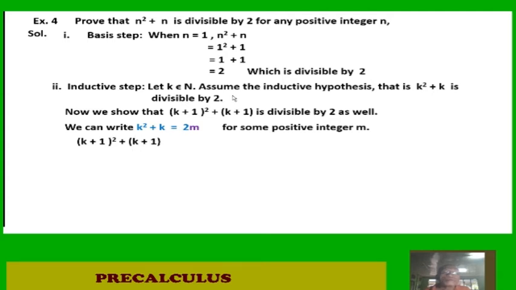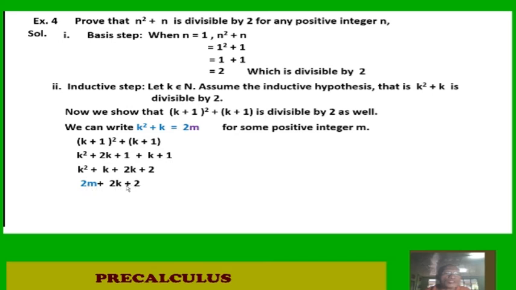Now, this k plus 1 squared plus k plus 1, expand this. This is k squared plus 2k plus 1 plus k plus 1, removing the parentheses. We can combine k squared and k here, and positive 1 and positive 1 is 2. So we have 2k plus 2. Take note that k squared plus k is equal to 2m, so replace it with 2m. Bring this down.